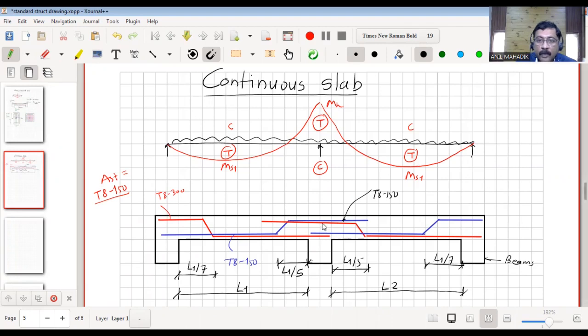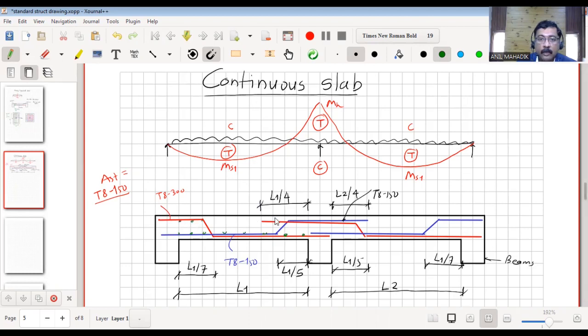Now this bar, how much should I continue into this slab? This red color bar will go into this. From here to here, it will be L1 by 4. And from here to here, this blue color bar, L2 by 4. Then definitely there will be a distribution bar. If this is a one-way continuous slab, then we will have only distribution green bars like this.